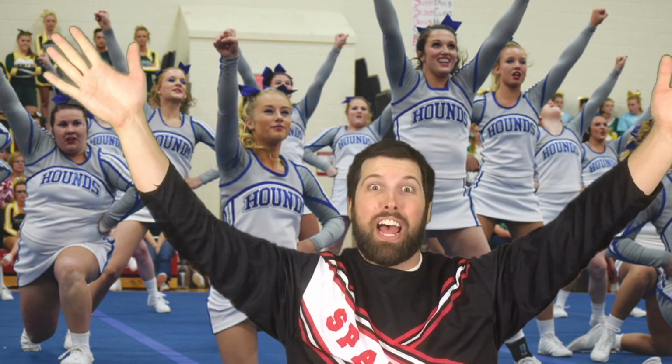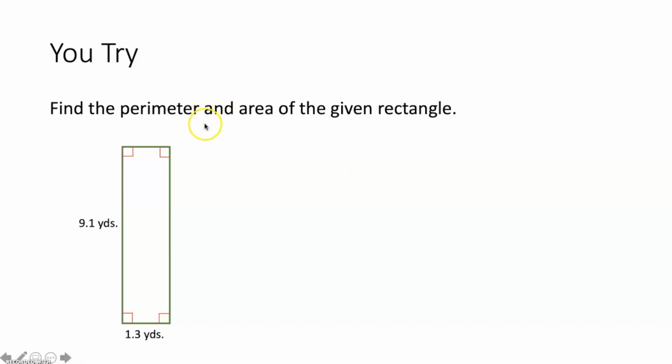Time for a U-try! Okay, doing the same thing here. So the first thing we want to do is find the perimeter of this rectangle. And remember, a rectangle is a parallelogram, meaning both pairs of opposite sides are congruent. So if the measure of this side length is 9.1 yards, so is the measure of this side length opposite it. If the measure of this side length is 1.3 yards, so is the measure of this side length opposite it.